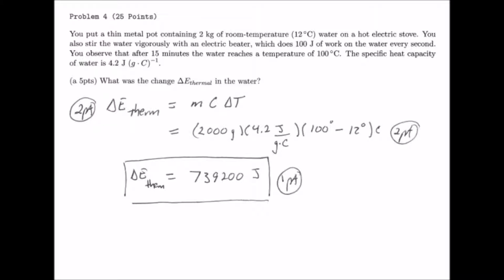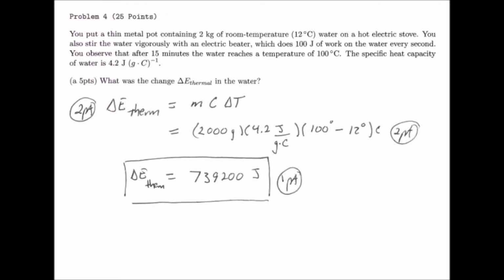Problem 4 was worth 25 points. It reads: you put a thin metal pot containing 2 kilograms of room temperature water on a hot electric stove. You stir the water vigorously with an electric beater, which does 100 joules of work on the water every second. You observe that after 15 minutes the water reaches a temperature of 100 degrees Celsius. So already from that we can see that delta T would be 100 minus 12, resulting in 88 degrees Celsius as the change in temperature.